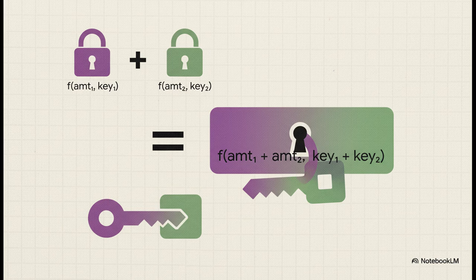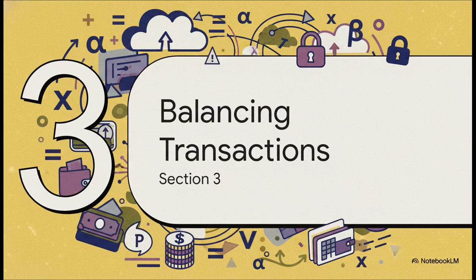Okay, so for those who like the math, here's the rule that makes this trick work. Adding two encrypted things together gives you the exact same result as if you added the original amounts first and then encrypted the total. The new key is just the sum of the old keys. It's this simple, really elegant property that is the engine behind absolutely everything in Mimblewimble. Okay, so we've got this really cool mathematical tool, but how do we actually apply it to a real-world transaction to make sure everything adds up correctly? Well, that brings us to our next step, balancing secret transactions.